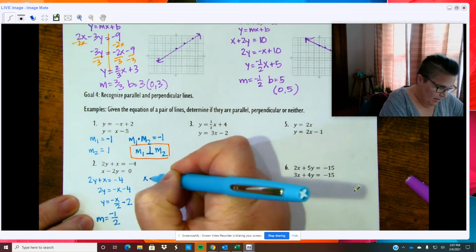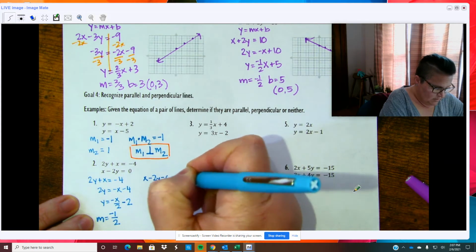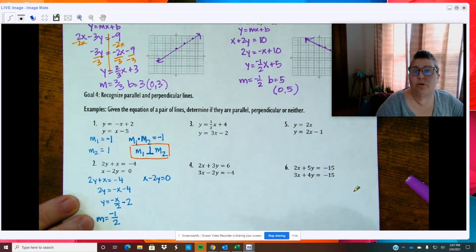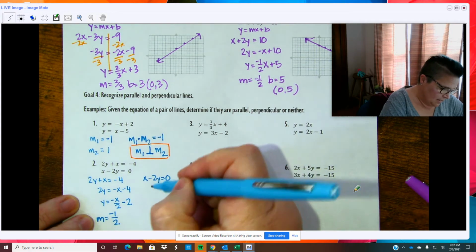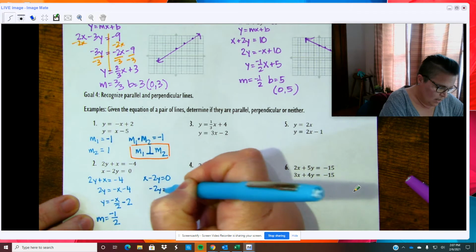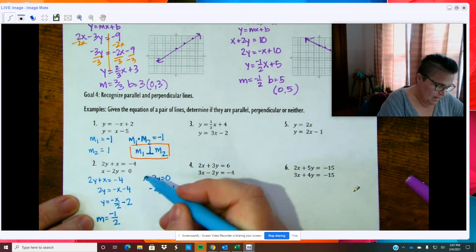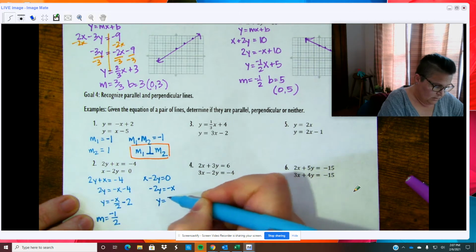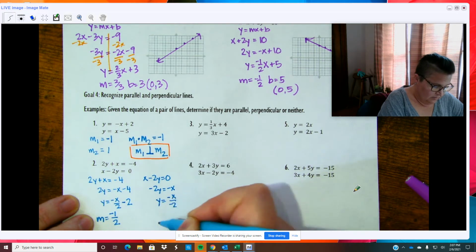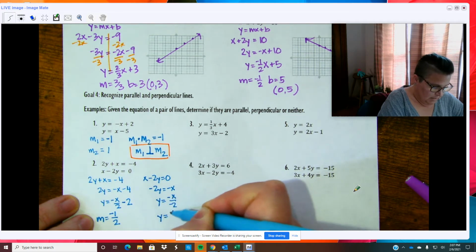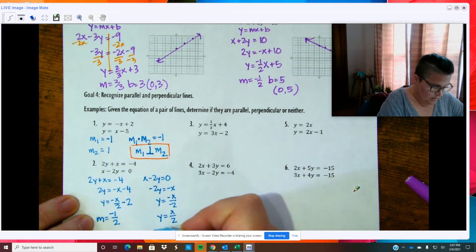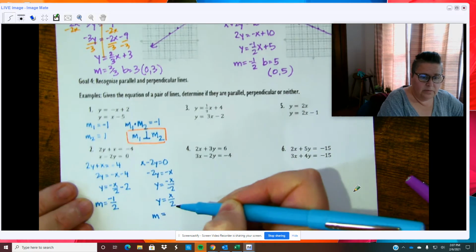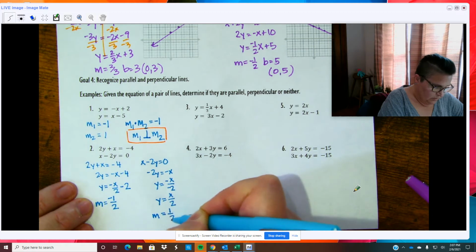Similarly, I have x minus 2y is equal to 0. I need to put this into the same form, slope-intercept, to be able to tell anything. So negative 2y is negative x. And then I'm going to divide both sides by negative 2. So I've got negative x over negative 2. y would be x over 2. This means my slope is just going to be 1 over 2.